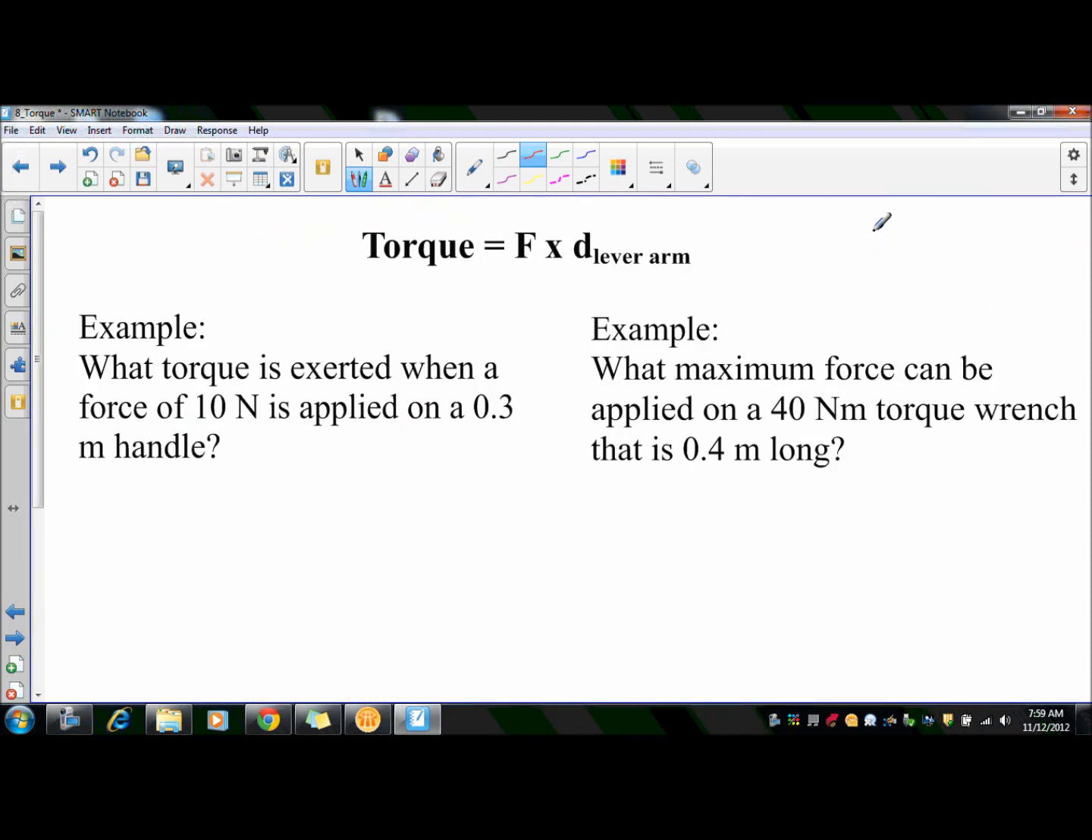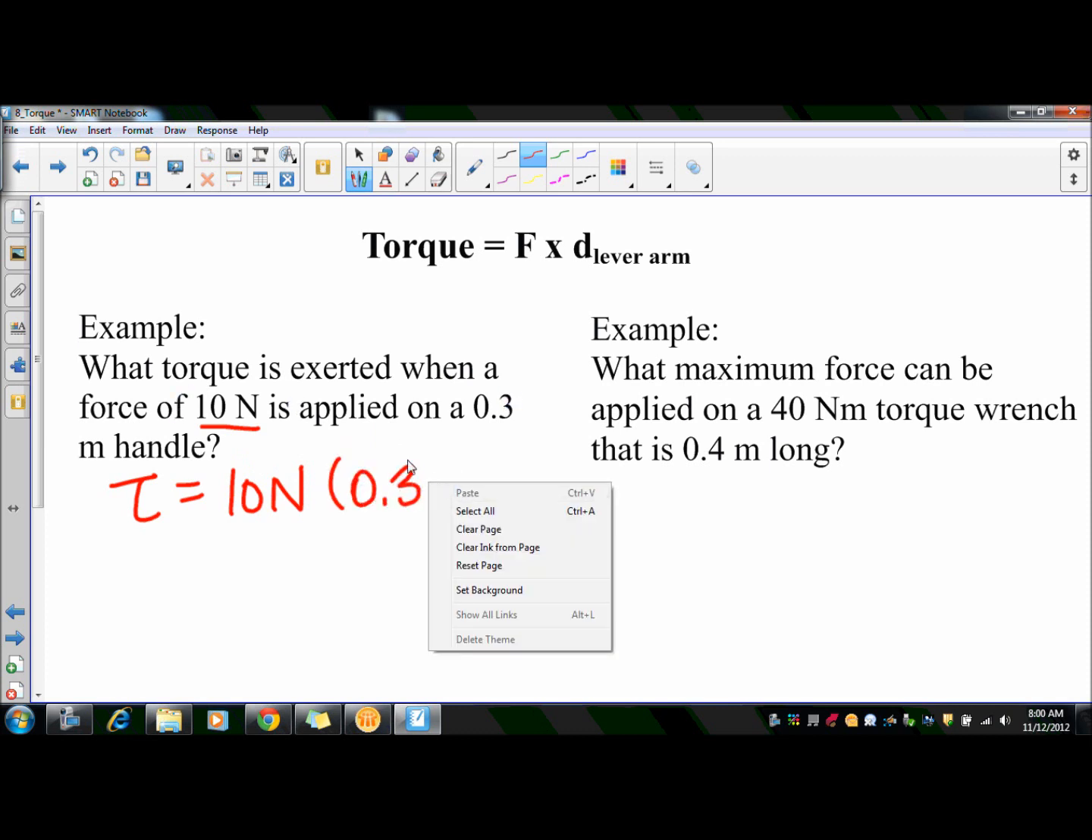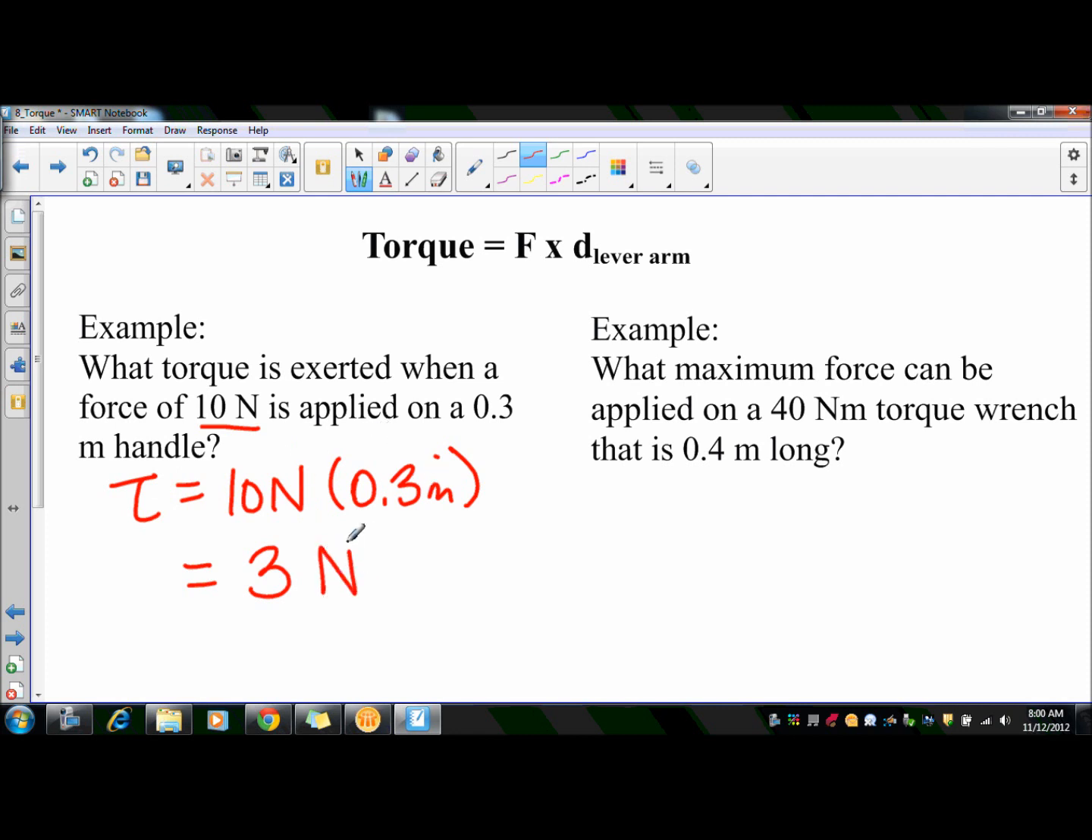So the other thing you're going to be required to do is actually calculate some torques. So here we go. It's as simple as it seems. Torque is equal to force times the distance on the lever arm. So a force of 10 newtons is applied on a 0.3 meter handle. And so we just multiply those together and we get 3. The units for torque are literally putting these two units together. So it's 3 Newton meters, and you're done.